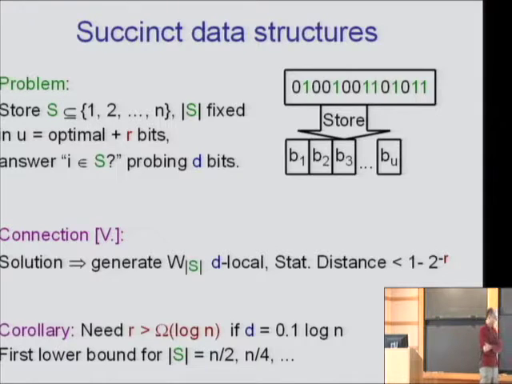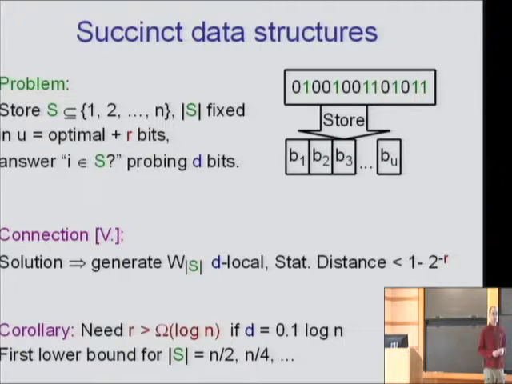Okay, so there is a general connection: if you have any solution to this problem, in fact you also have a way to generate or sample the distribution W sub the size of S. So these are strings of n bits where the Hamming weight is the size of S, in a way which is d-local. It's the same d in which you probe the bits, and the distance is not too bad: it's bounded away from 1 by something exponentially small in r, which is the redundancy.